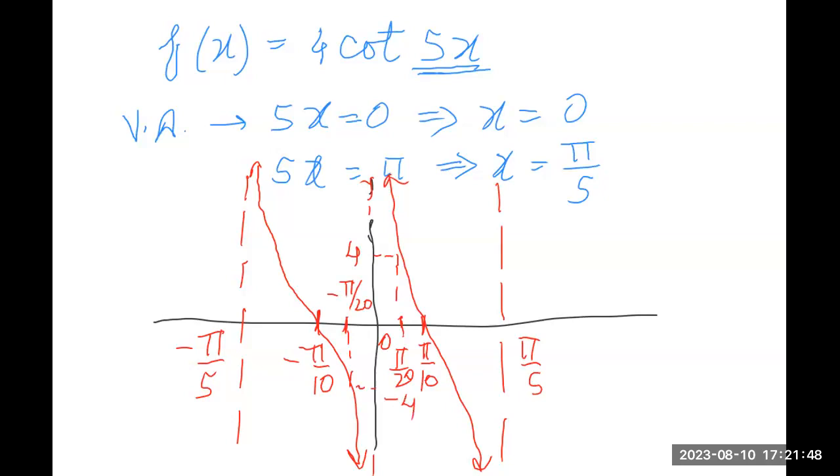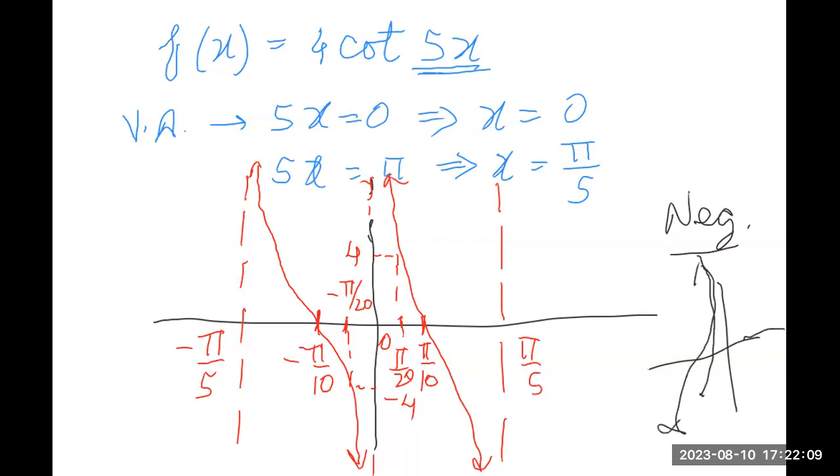So that's the graph of 4 cotangent of 5x. If it was a negative cotangent function, the only difference would be that the graph would be an increasing function rather than decreasing. So it'll look like this.